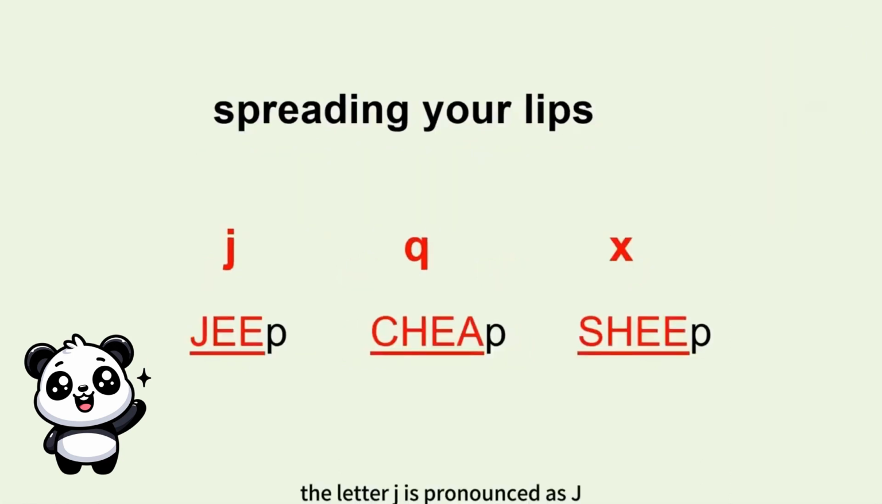The letter J is pronounced as ji. It's very similar to the sound of JEE in the English word jeep, but you need to spread your lips even more. Ji, ji. The letter Q is pronounced as qi. It's very similar to the sound of CHEA in the English word cheap. Qi. But again, you need to spread your lips even more. Qi. The letter X is pronounced as xi. It's similar to the sound of SHEE in the English word sheep, but you need to spread your lips even more. Xi, xi.